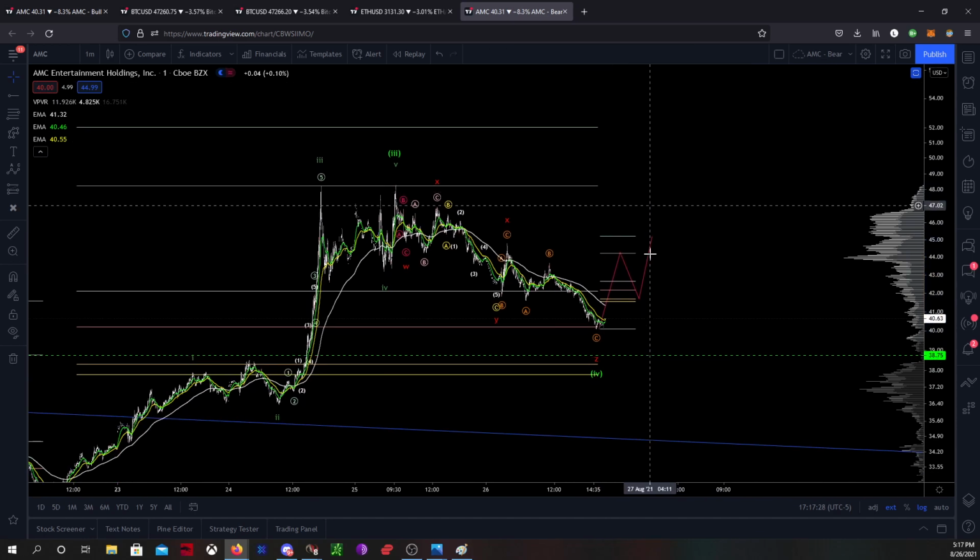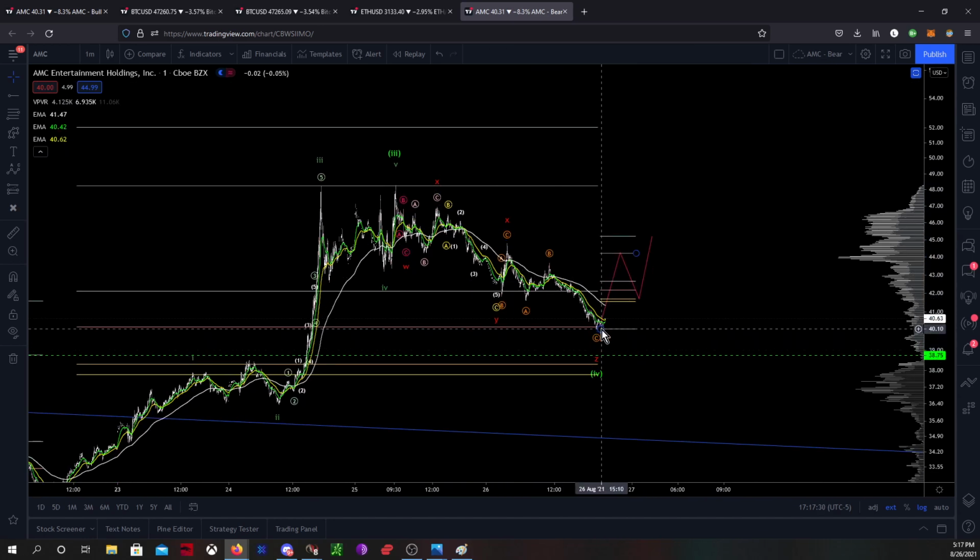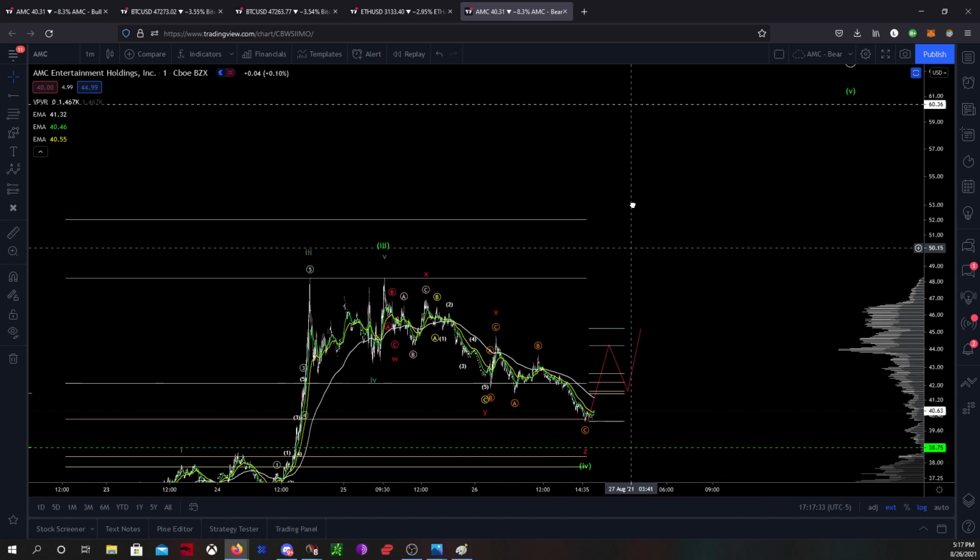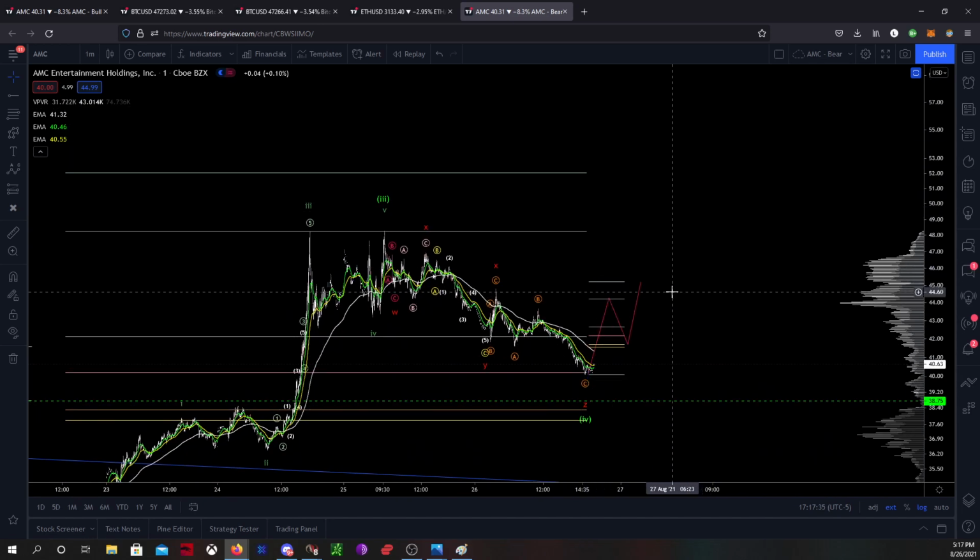But I mean, it's looking good. Looks like the correction's done. We're at a 50. We'll just be looking for that. We're going to be looking for this now, moving into the new highs.